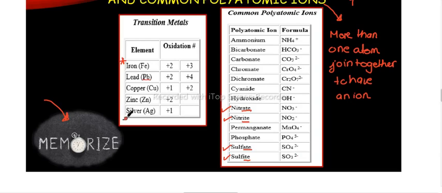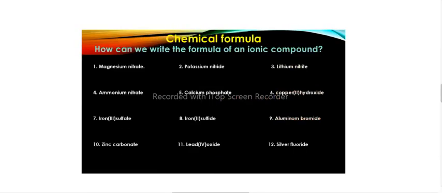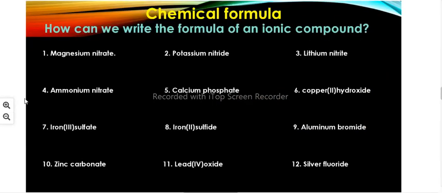For the carbonate, it is CO3 negative. For the hydroxide, I'm trying to put a tick on the most common ones inside the past paper. They ask a lot of ammonium, carbonate, hydroxide, nitrate, nitrite, permanganate, phosphate. So make sure to memorize them. In order to be able to complete and to balance different types of chemical reactions, it is so important to go through the chemical formula.